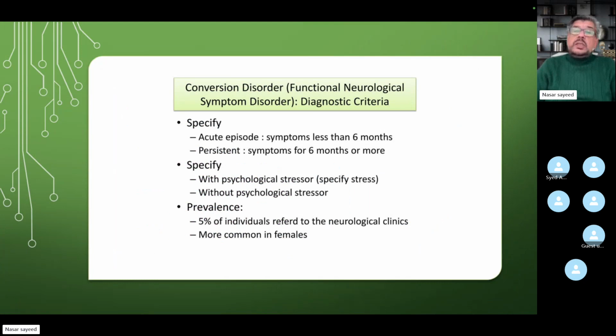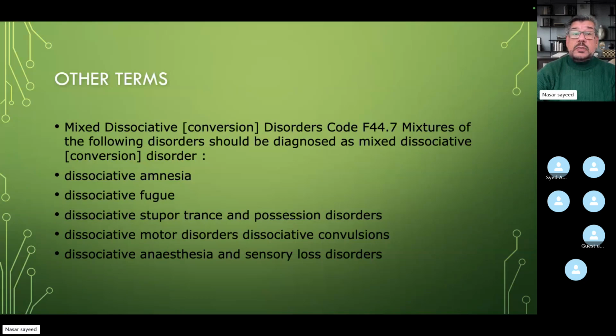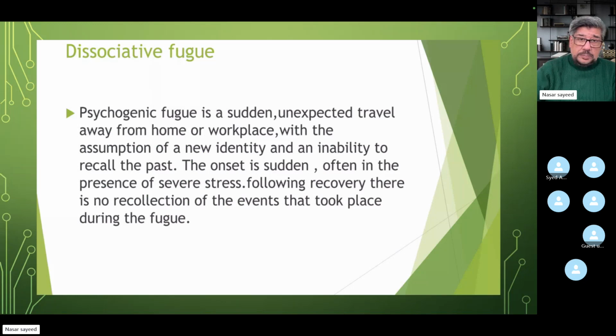Now, functional neurological symptom disorder: it has to be an acute episode or persistent, with specifiers, where you use primary gains and secondary gains, with psychosocial stressors or without psychological stressors, and prevalence is about 5%. Well, again, it depends from place to place. It presents with multiple things: the mixed dissociative, amnesia, fugue, stupor, trance, possession, motor, anesthesia, or sensory loss.